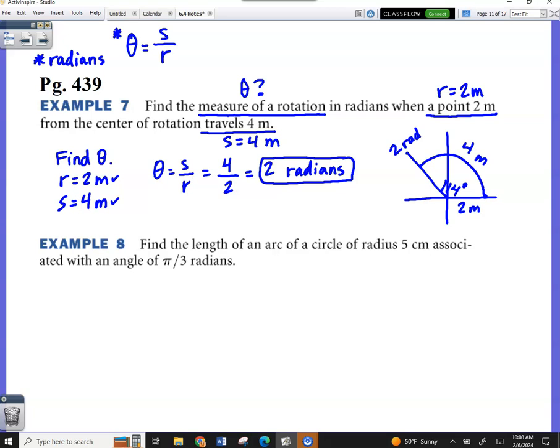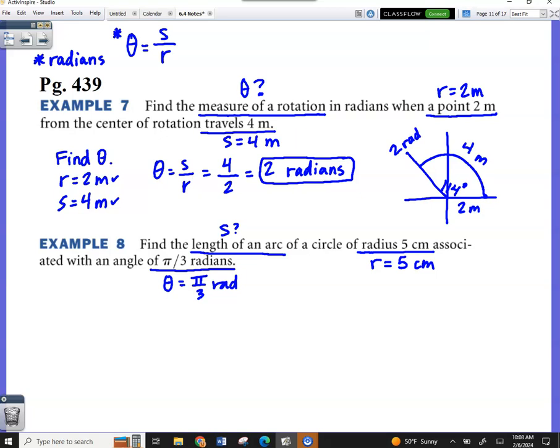All right, let's try 8. Find the length of an arc. Okay, that would be which one? That means we don't know S. Of a circle with a radius of 5, that's what? That's R, centimeters. Associated with an angle of pi over 3 radians, that's what? That's theta. That's it. So I've labeled my word problem. I know what I'm looking for.